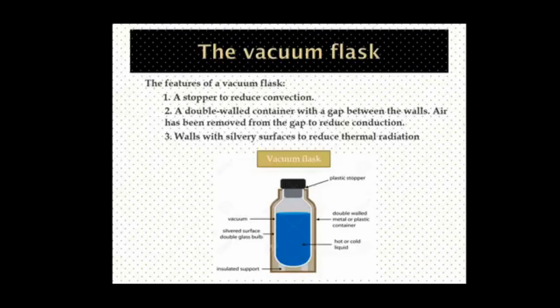That means by the three processes, conduction, convection and radiation, heat cannot go out by using those three processes, and that's why when you are keeping hot water it will remain hot, or when you are keeping cold water it will remain cold for a long time, because heat cannot go outside or no heat can go inside the vacuum flask.